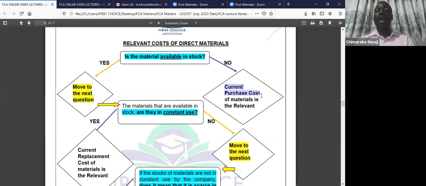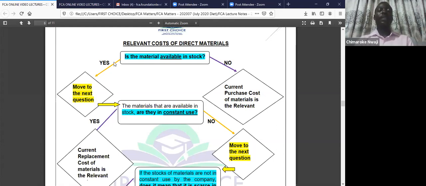If it changes, what you should be considering is how much it is being sold in the market as at now. That is the current market or purchase cost. So if the material is not available in stock, this is relevant. That amount, the cost here multiplied by the amount you need, is your relevant cost.